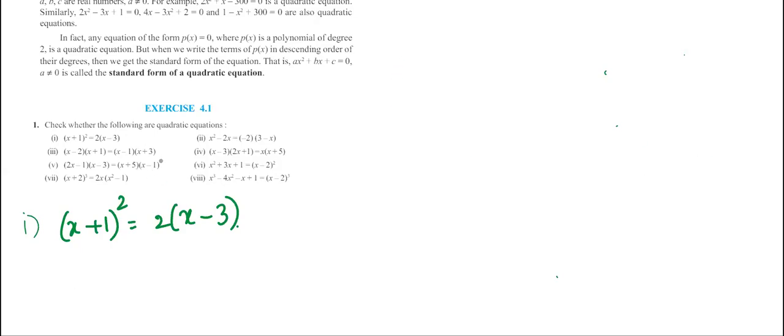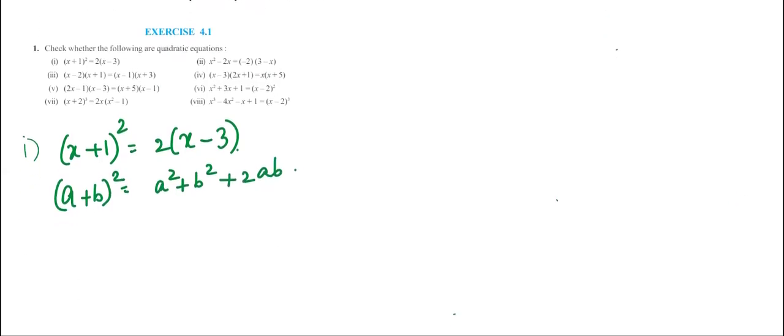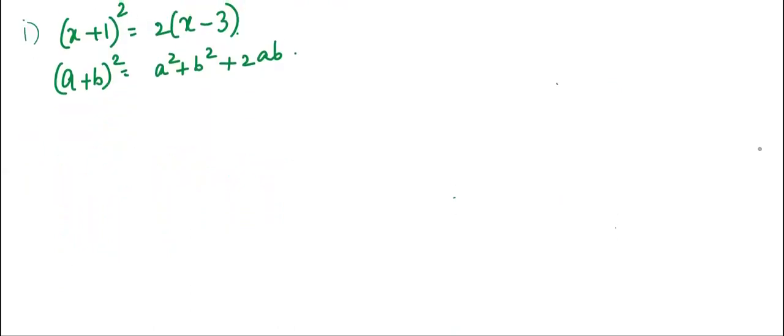So let's start with the first question. The first question is x plus 1 the whole square equals 2 times x minus 3. The first thing will be to expand the square. This is in the form of a plus b the whole square. So what is the formula? A plus b the whole square will be a square plus b square plus 2ab. Here a is x and b is 1. So this will be x square plus 1 square plus 2 into 1 into x.